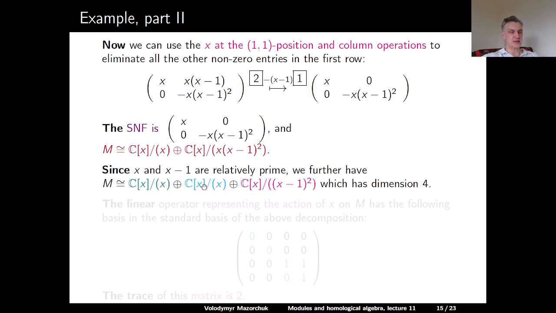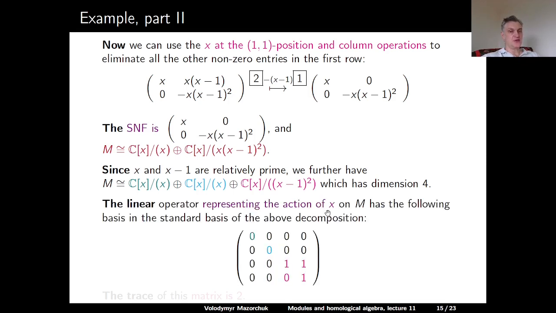The second summand has dimension 1, and the third summand has dimension 2, because we kill the ideal generated by a polynomial of degree 2. Adding this up, we get that the dimension of the whole module is 4. The action of the linear operator, which represents the action of x on this module, in the standard basis is given by the following matrix.